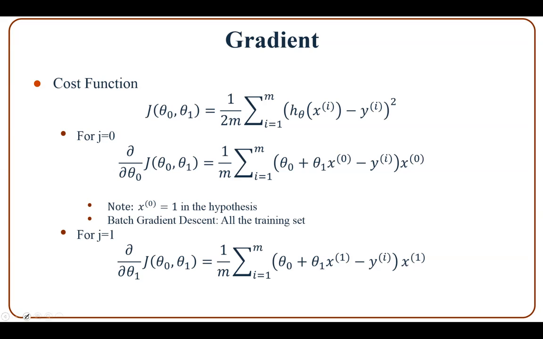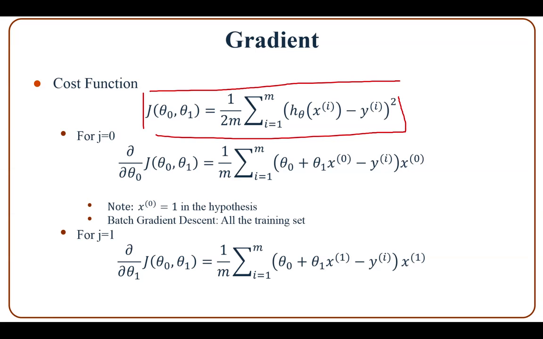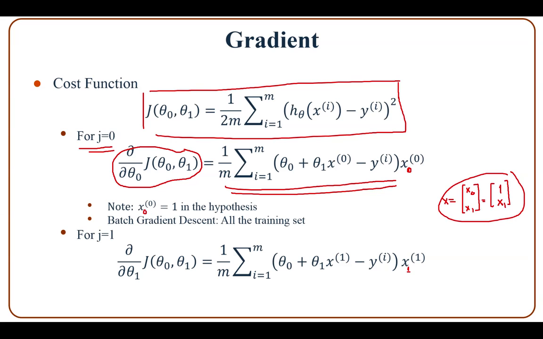Now look at the gradient. From the previous slide, this is the cost function. So first look at theta naught. The partial derivative of the cost function with respect to theta naught is equal to this. And notice that x with superscript 0 is actually equal to 1 in the hypothesis. And here I have to add the subscript 0.